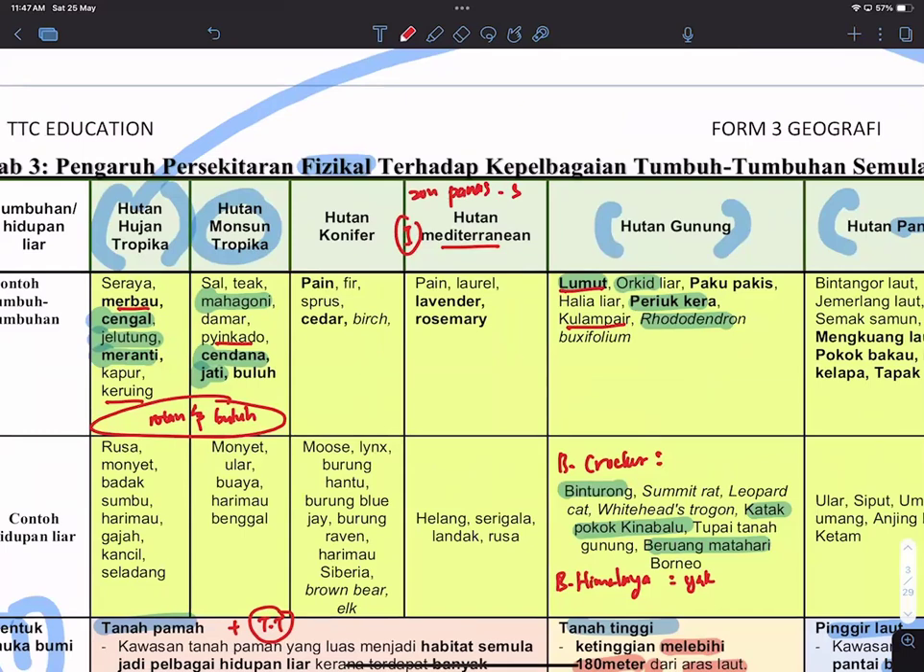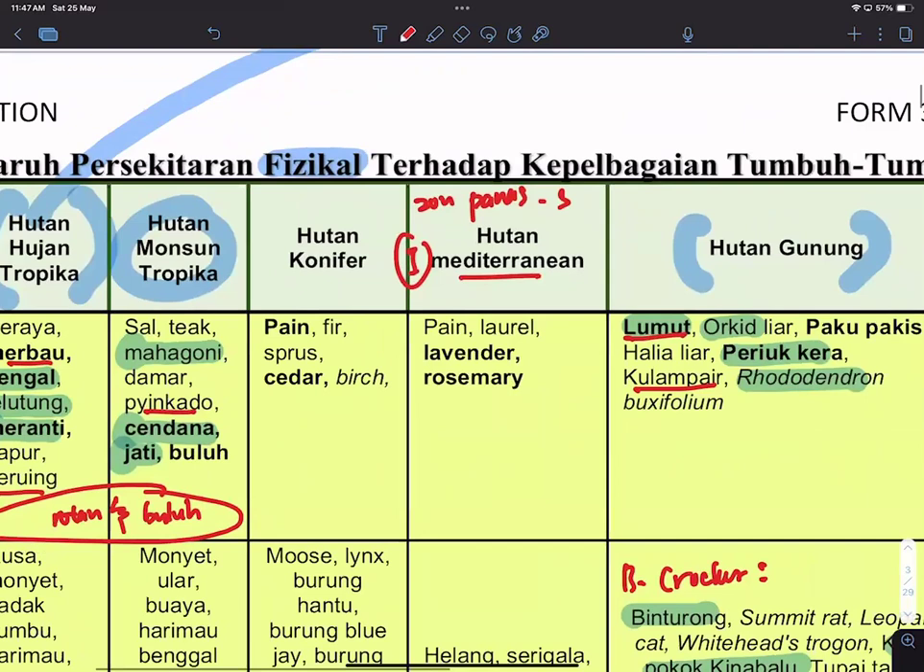So what happened to the iklim in hutan conifer? So what is the iklim hutan conifer? You guys have write down first. So this is the iklim Siberia. So if this is iklim Siberia, what is the zone for iklim Siberia? Siberia and Laurentia is known as zone sejuk sederhana. So that's why there's a difference.